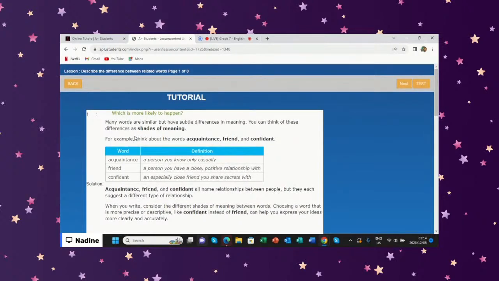So many words are similar but have subtle differences in meaning. And of course, it's similar to homophones almost, if we can call it like that, right? Because the words can be similar, but the meanings are slightly different. And when we think of all these differences, we call it shades of meaning. So shades of meaning is basically where words are similar, but they have subtle differences in meanings.